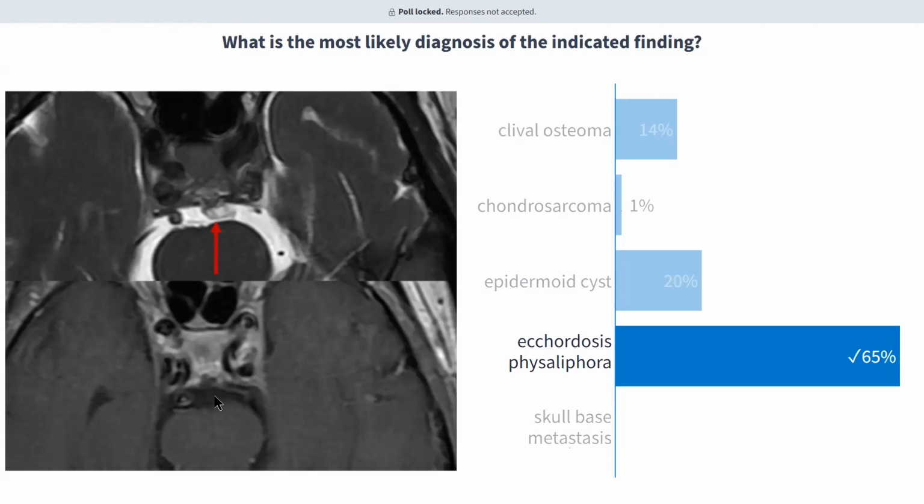Chordoma would be contrast enhancing, but it is typically offered in the differential when you're calling an ecchordosis physaliphora, especially if larger, because they are both notochordal remnants. Clival osteoma is not exactly the right answer because of the signal characteristics. Osteoma should be more like bone and low signal intensity on T2. Epidermoid cyst would be T2 hyperintense, but it would not have this stalk-like connection to the clivus.